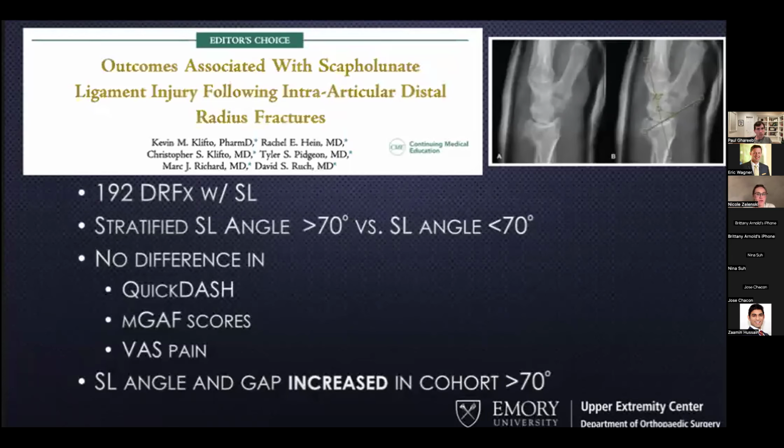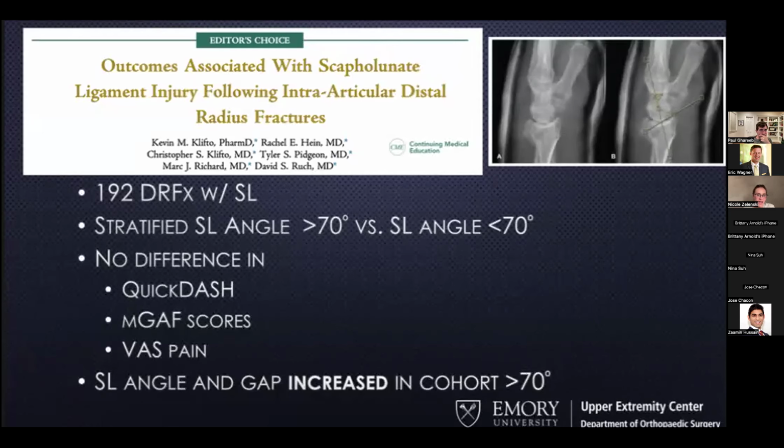This, however, gave us a little bit more insight into the problem. So this is 192 distal radius fractures that had SL, and they stratified these by the SL angle being over 70 versus the SL angle less than 70. So did they have some component of DZ? They found no differences in QuickDASH risk scores or VAS pain.